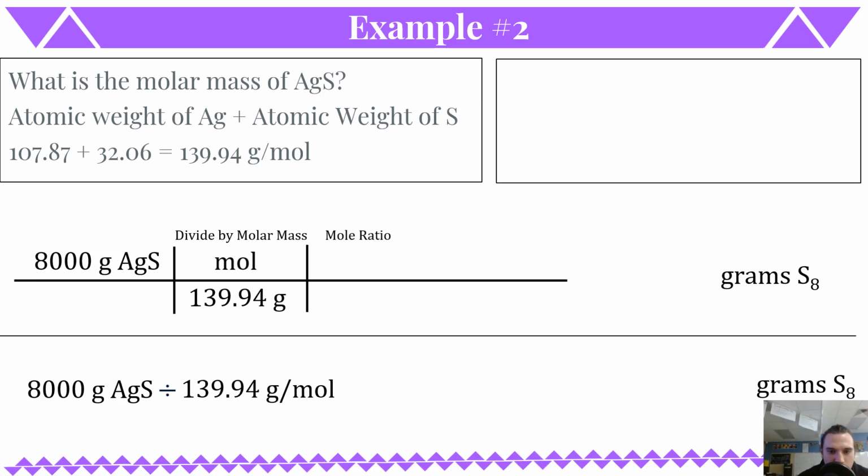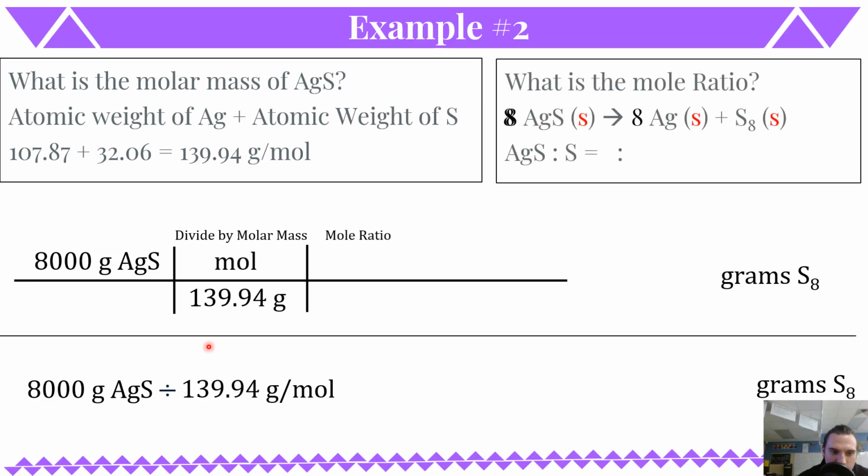Now we have to use the mole ratio, a little different this time. Here's our balanced chemical equation. We have 8 silver sulfide gives us 8 silver plus 1 S8, 1 solid sulfur molecule. So our ratio is actually now 8 to 1. How do I know that silver sulfide goes on the bottom? It's because I don't want this in my final answer. I want S8 as my final answer, not silver sulfide. It has to go, which means I have to cancel this unit at some point. It has to cancel itself out so it does not end up in our final answer.